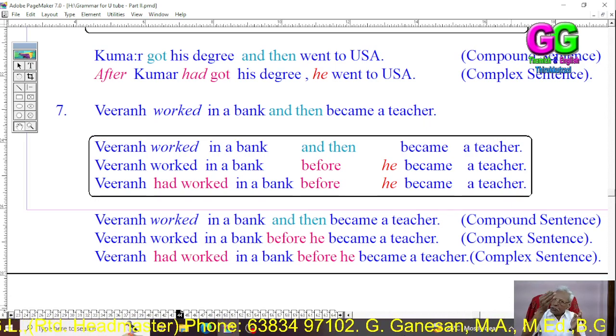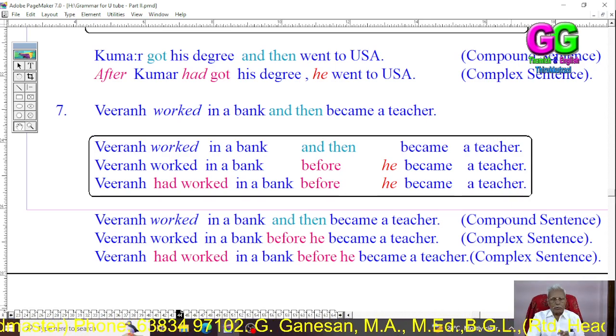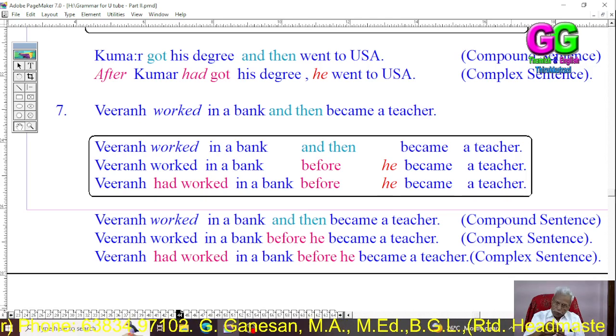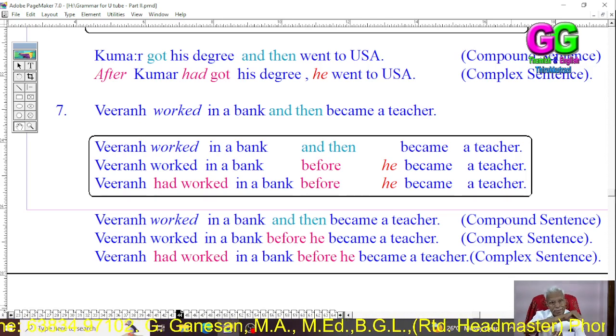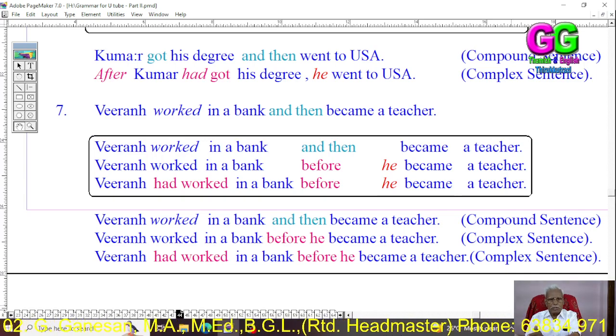After should be placed before the first action, and the tense should be in past perfect. Before should be placed before the second action, and the verbs and the tense should be in simple past.